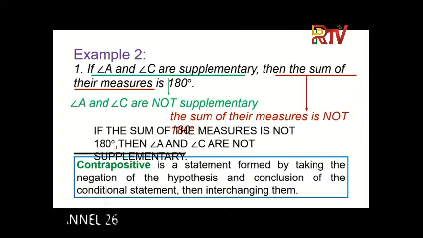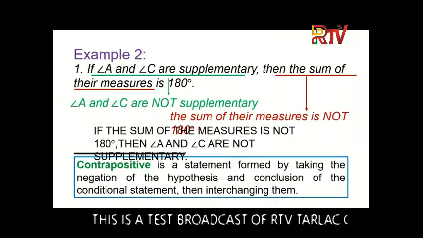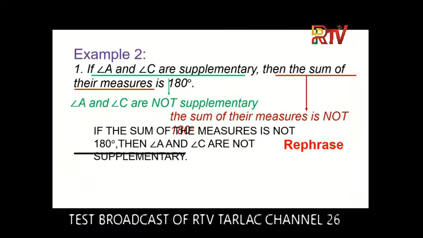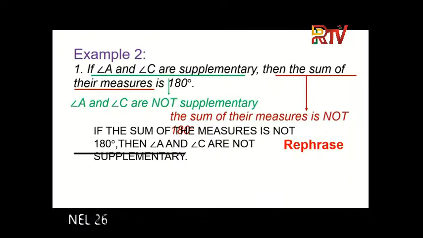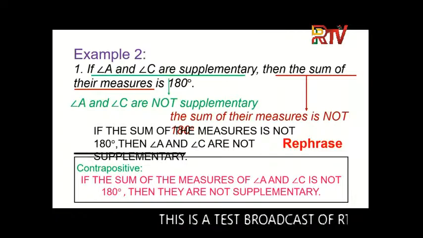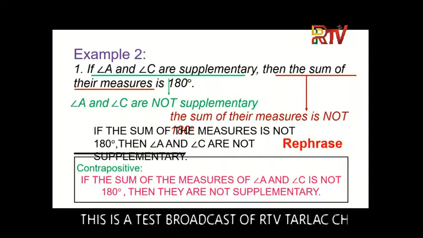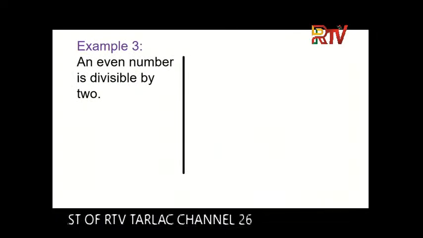It is, if the sum of the measures is not 180 degrees, then angle A and angle C are not supplementary. However, if you are going to read that statement, it seems it is not written clearly. That's why we are going to rephrase our statement. And our answer will be, if the sum of the measures of angle A and angle C is not 180 degrees, then they are not supplementary. That is our contrapositive.